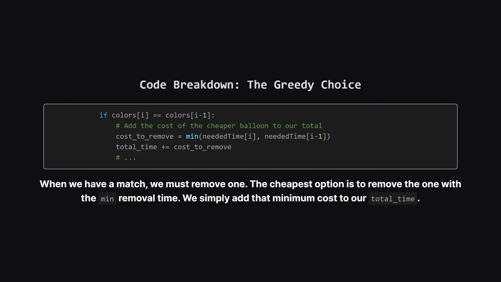Okay, so we've found two identical neighbors. We know we have to remove one. Which one? The cheaper one, of course. We use the min function to find the smaller of the two needed times, and we add that cost directly to our running total. This is the greedy choice in action.